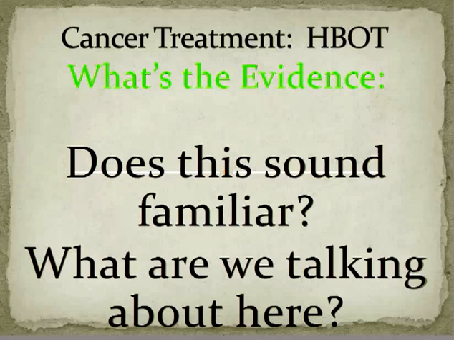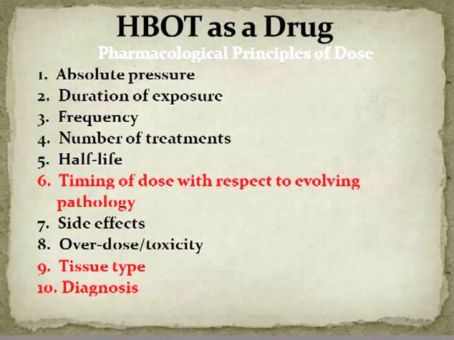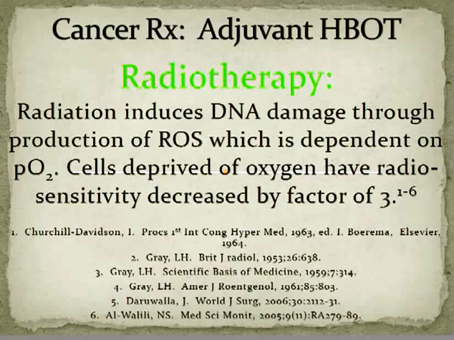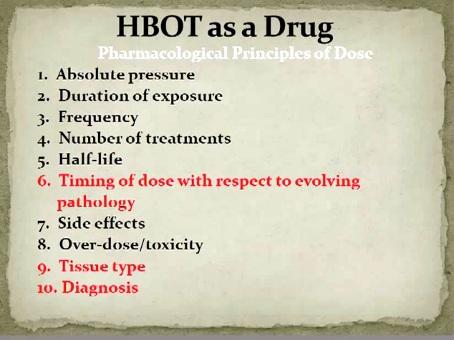And what are we talking about here? Well, I'm going to be redundant again, but we're talking about dosing of hyperbaric oxygen as a drug. And these were the parameters I put up yesterday. But in fact, maybe we also have to consider tissue type and diagnosis. What is the pathological target of treatment?